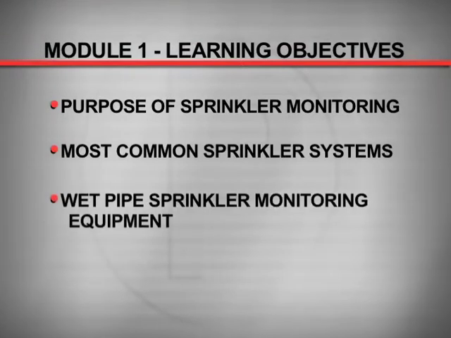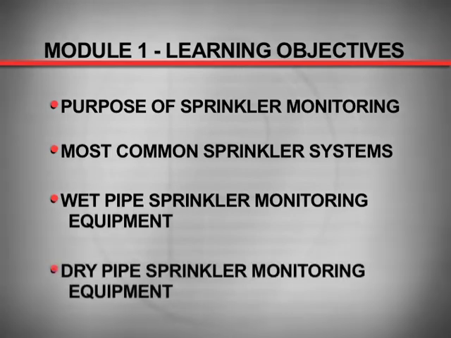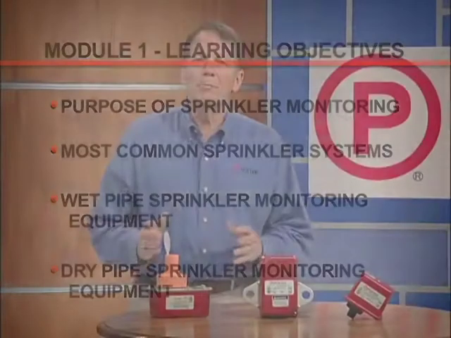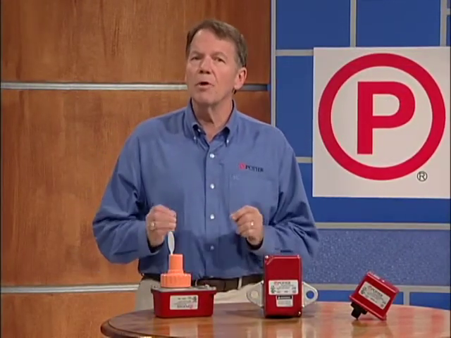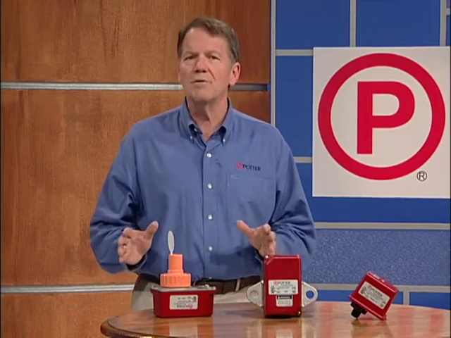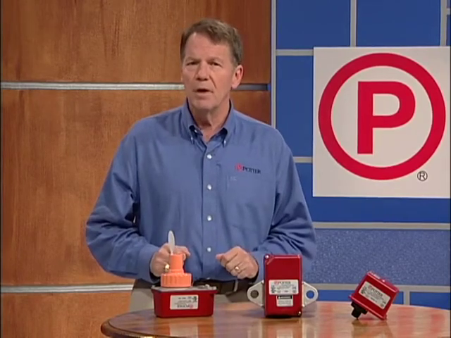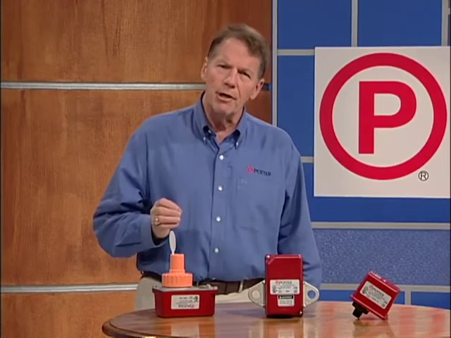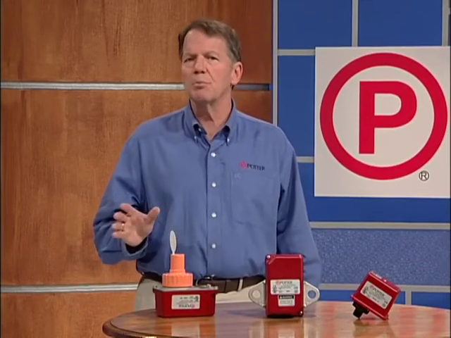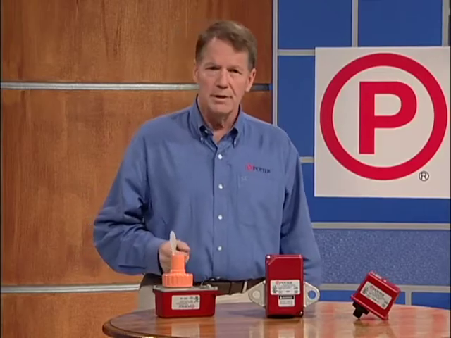the types of monitoring equipment required in wet pipe systems, and the types of monitoring equipment required in dry pipe systems. When properly installed and maintained, fire sprinkler systems are the most effective way of saving lives and minimizing property damage. While a sprinkler system may actually extinguish a fire, its primary purpose is to keep the fire from spreading until the fire department arrives.